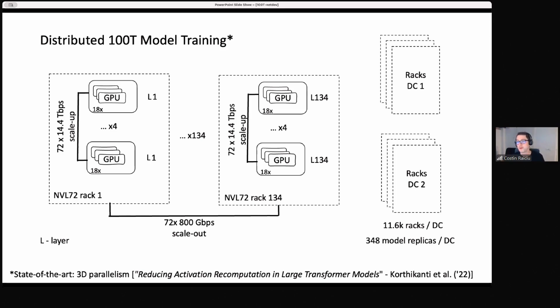By the way, we don't have any insights into what OpenAI is doing. This is based on published information on best practices in the network and published data about what they're planning to build in terms of how much money they're willing to spend.